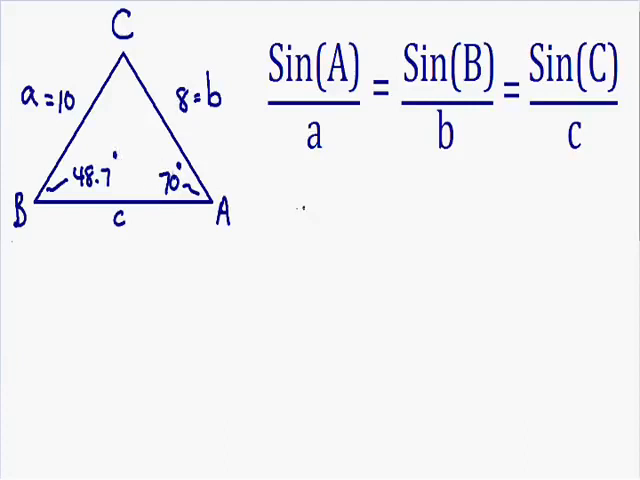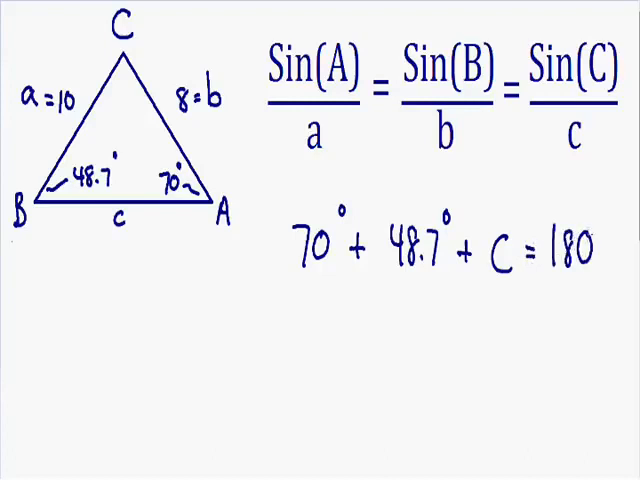So we know that angle A, which is 70 degrees, plus angle B, which is 48.7 degrees, plus angle C, which we don't know yet, are all equal to 180 degrees. Once again, the sum of all angles in a triangle are equal to 180. So now we can solve for angle C quite easily.